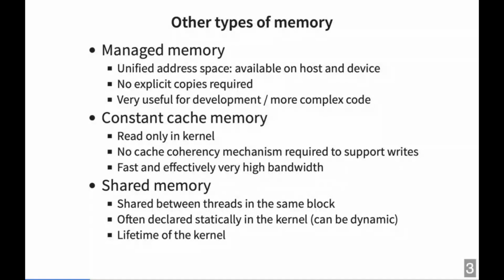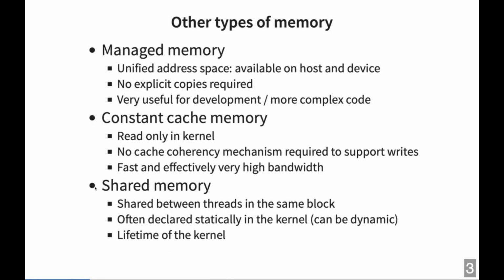The second thing we'll have a look at is what's referred to as constant cache memory, or just constant memory on the GPU. And this is a special little bit of memory which is read-only in the kernel, so no writes allowed. And that lack of ability to do writes means you don't have any cache coherency issue with this, and the result is you can have a constant memory which is fast and effectively high bandwidth.